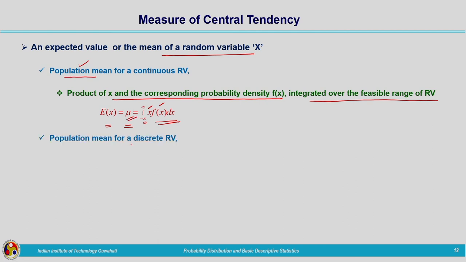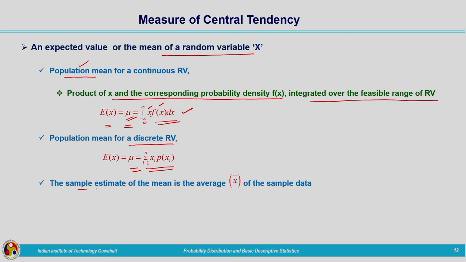Now, population mean for a discrete random variable. This one integral expression is representing the expected value or mean corresponding to a continuous random variable. For the case with a discrete random variable, we will have summation instead of integral. So, E of X, given by mu, is equal to sigma i equal to 1 to n of x_i p(x_i). Expected value mu is equal to sigma i equal to 1 to n x_i p(x_i).